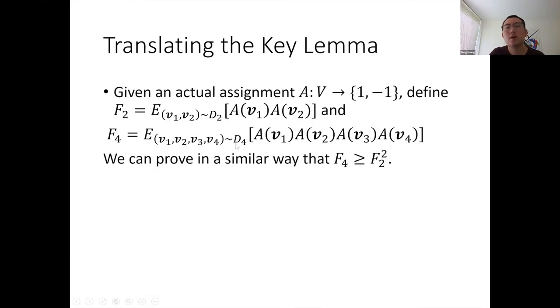And we can translate our key lemma as follows. Given an actual assignment A, we define F2 to be the expected value over V1, V2 sampled from D2, so they have pairwise bias 1/3, of A(V1) times A(V2). Essentially we just changed the original definition, where we had an RPR² function F, to an actual assignment A. Similarly, F4 is equal to the expected value over V1, V2, V3, V4 sampled from D4 of the corresponding product. We can prove in a similar way that F4 is at least F2 squared.